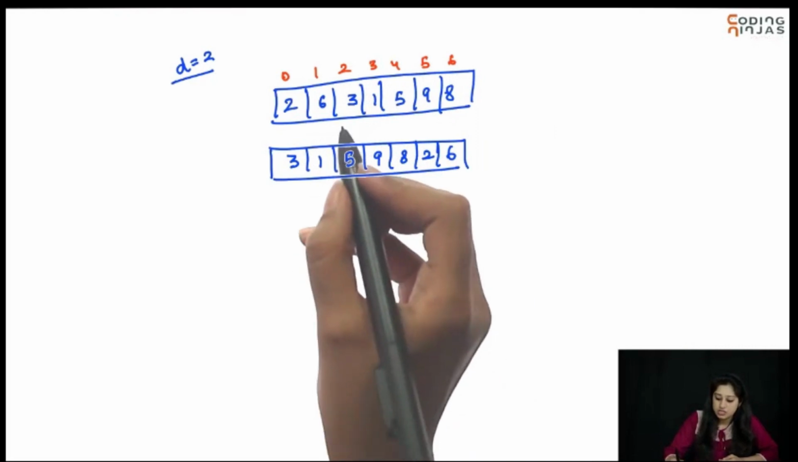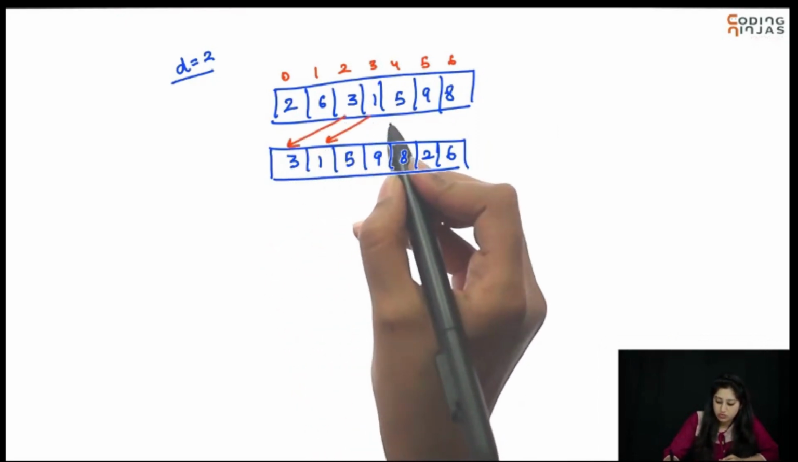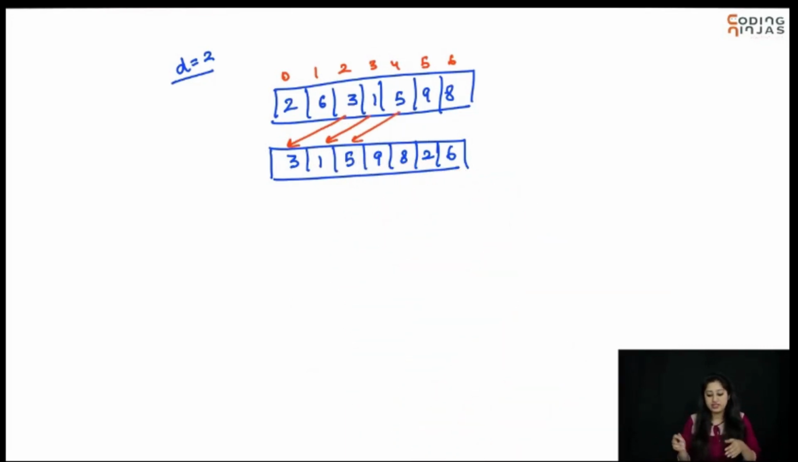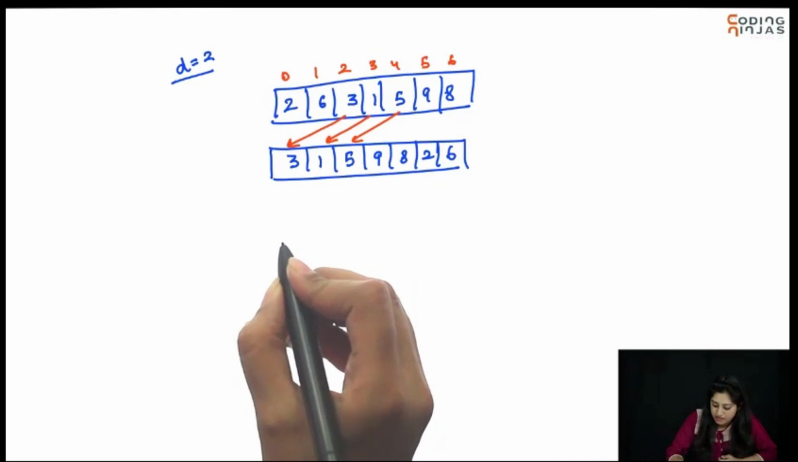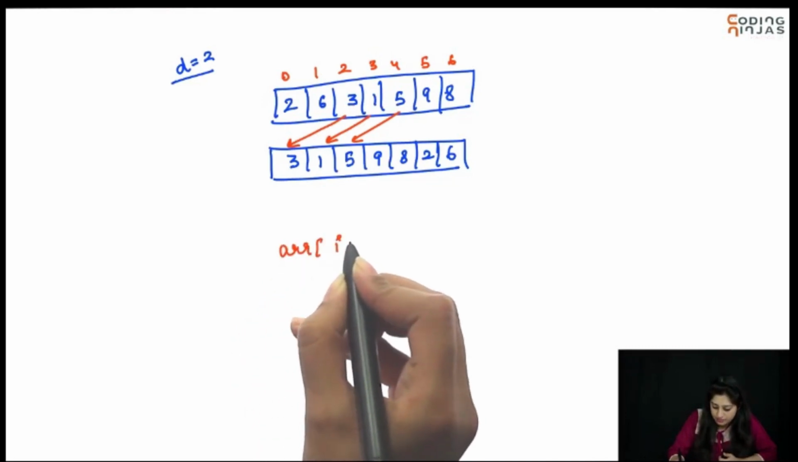These are the elements. So the element at index 2 will go to index 0, the element at index 3 will go to 1, 4 will go to 2, right? So every element will ultimately shift by d positions. That was something we were actually doing in the previous case as well. So that means if I have to shift every element by d positions, I can simply do this.